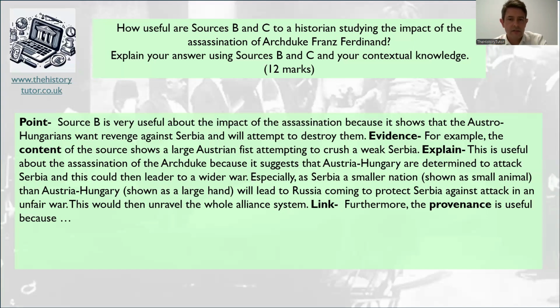And they understand, obviously, that there's going to be a wider war here. So you've got to try and get people to support this wider war because Russia might well come and attack. And we can develop this further when we look at the provenance.